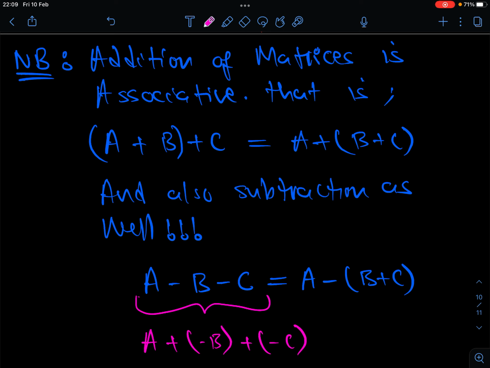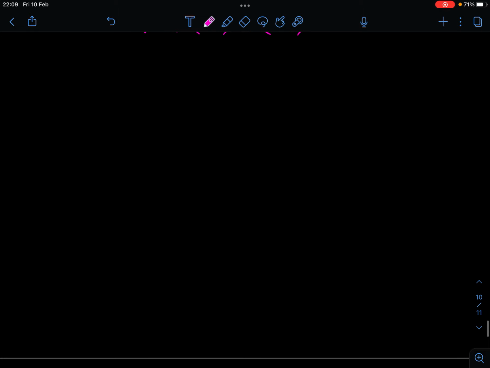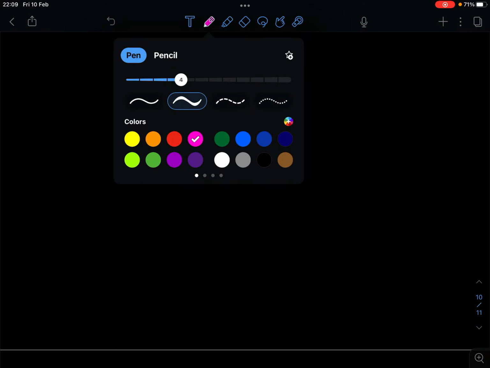You see. So now we've seen how the operations of addition and subtraction work. Now it's time to move on to the next type of operation. The one that we're going to move to now is scalar multiplication.